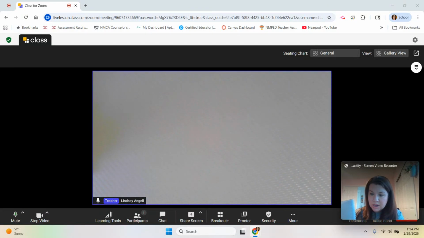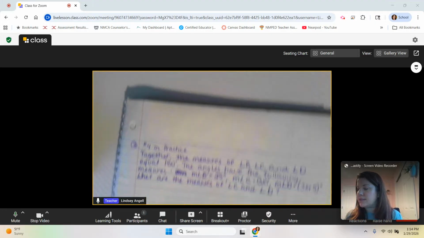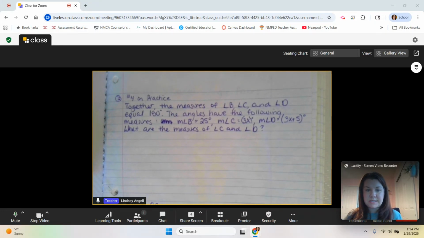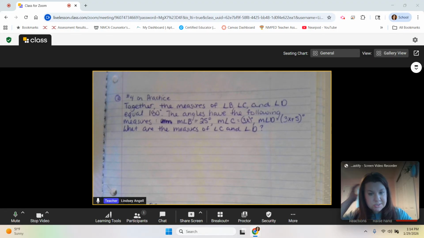All right, the next one that I've got set up for you is number 4 from your practice. It says together the measures of angle B, C, and D equal 180 degrees. The angles have the following measures. Measure of angle B is 25 degrees, the measure of angle C is 3x degrees, and the measure of angle D is 3x plus 5 degrees. What are the measures of angle C and D?